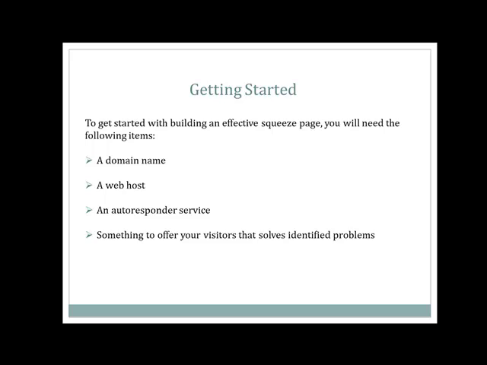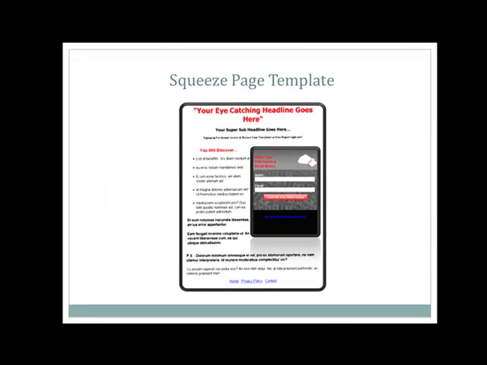It basically gives you something to offer your visitor that solves identified problems. So you're going to need something that you can give to your potential visitors so they can get onto your list. From a non-technical, more marketing standpoint, you need to be able to give people a report maybe, or a video, anything. If it's something that you have private label rights to and the right to give away, you can use that to solve a problem in your niche market. That's really what you need to get this ball rolling.